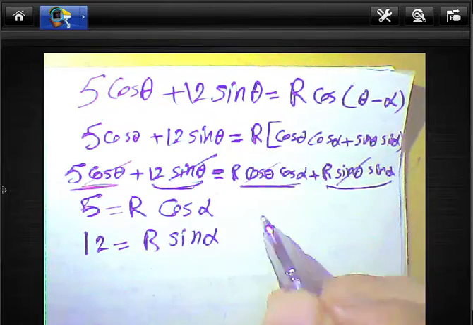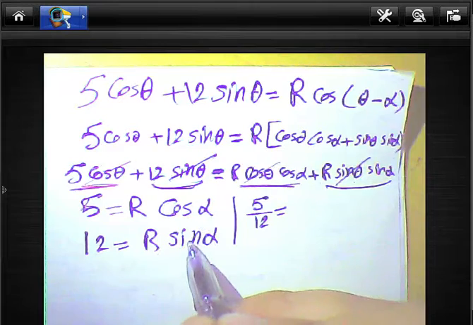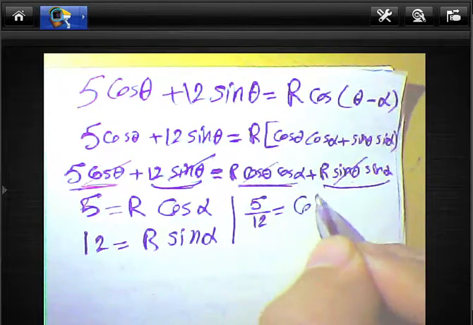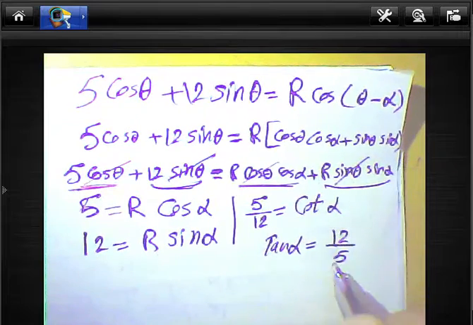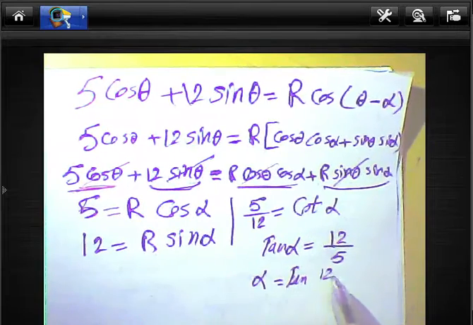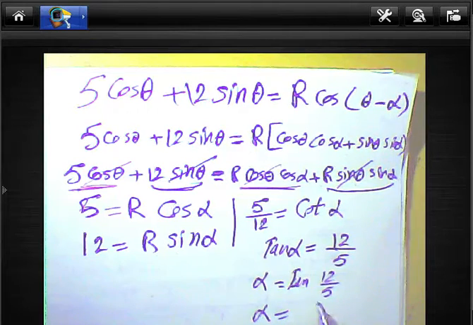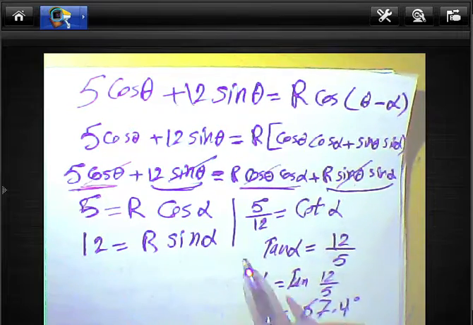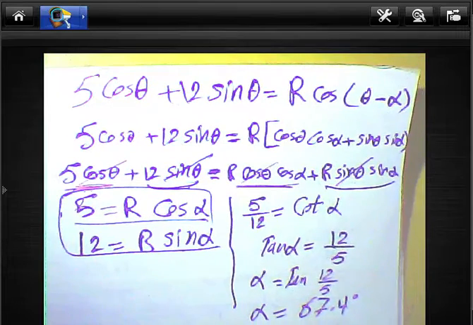We can divide: 5 over 12 equals cosine over sine equals cotan alpha, then tan alpha will be 12 over 5. Then we can find alpha by using a calculator: shift tan of 12 over 5, and find the result. This angle will be 67.4 degrees.